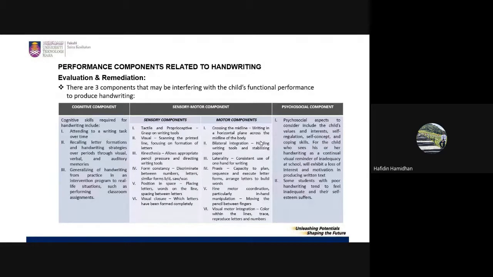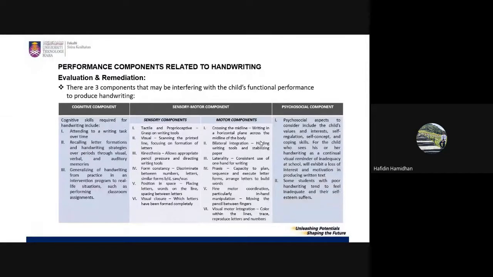Kemudian sensory motor component. Untuk sensory component, skills yang diperlukan antaranya ialah tactile and proprioceptive, visual, kinesthesia seperti yang saya dah sebutkan tadi. Kemudian form constancy, position in space dan juga visual closure. Untuk motor components, dia melibatkan crossing the midline, bilateral integration.